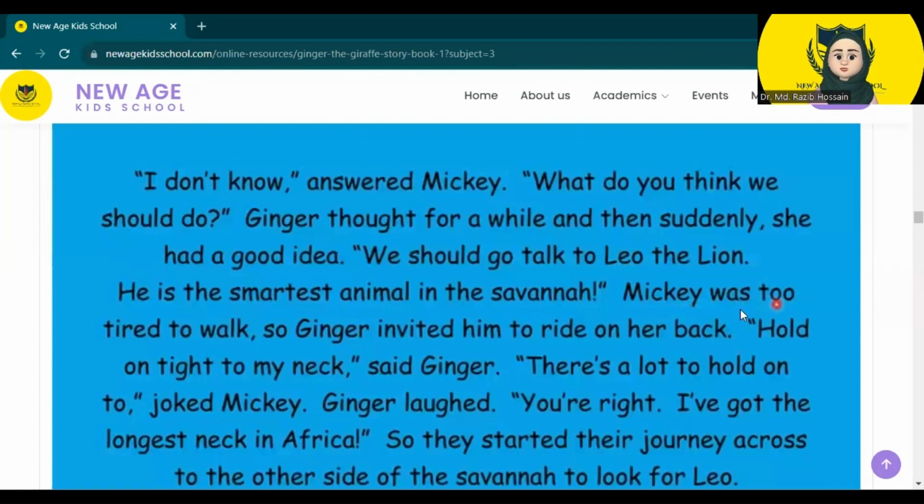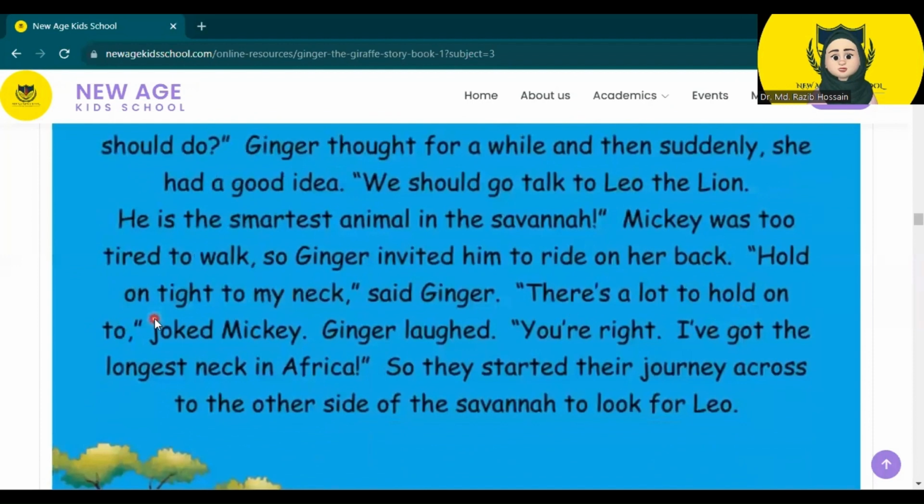Mickey was too tired to walk, so Ginger invited him to ride on her back. Hold on tight to my neck, said Ginger. There's a lot to hold onto, joked Mickey. Ginger laughed. You're right. I've got the longest neck in Africa. So they started their journey across to the other side of the savannah to look for Leo.